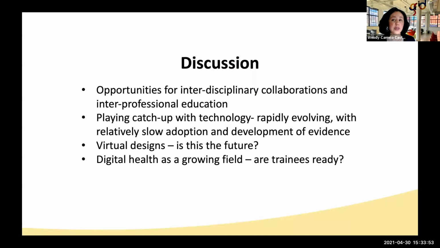So I guess to conclude, I would say that definitely this space provides a lot of opportunities for interdisciplinary collaborations and interprofessional education. And I think this is a great opportunity, not only for our campus, but potentially for collaborations across the University of Maryland system campuses or campuses within the ICTR. And I think the biggest challenge is the playing catch-up part.